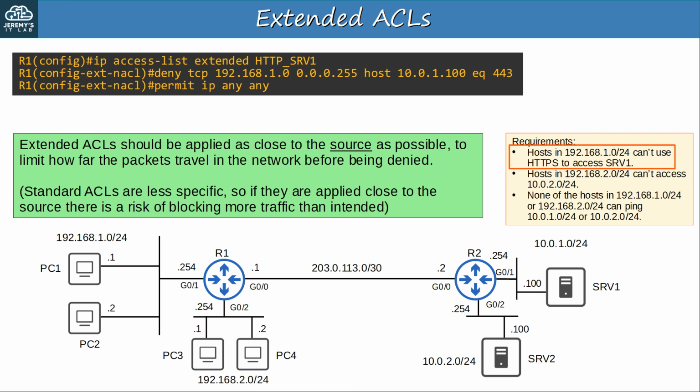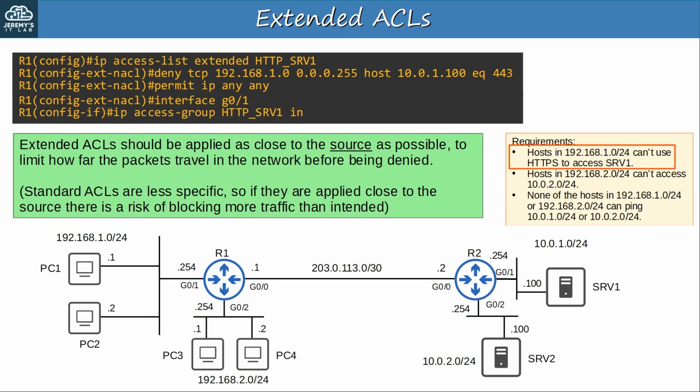So, which interface should we apply this ACL to? Where is the source? We should apply it inbound on R1's G0/1 interface. So if a PC in this network tries to access server 1 using HTTPS, the packet will be dropped right away at R1.